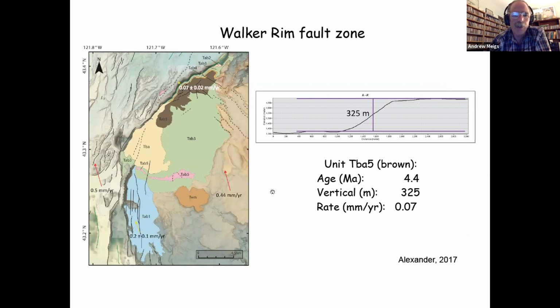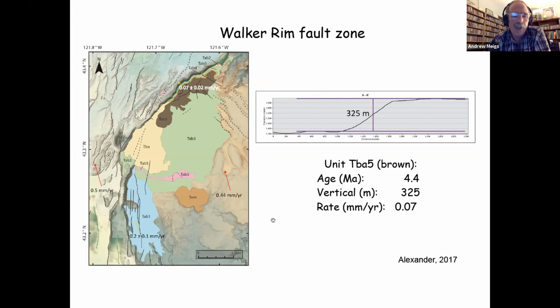The east side of that is formed by a topographic feature known as Walker Rim, and it's a place where faulting goes from north trending to northeast trending. And in this undergraduate student thesis that my student Katie Alexander did, she mapped the structures and dated a few of the lava flows across here. And I draw your attention to this 4.5 million year old lava flow here that is displaced vertically about 325 meters across the Walker Rim fault zone.